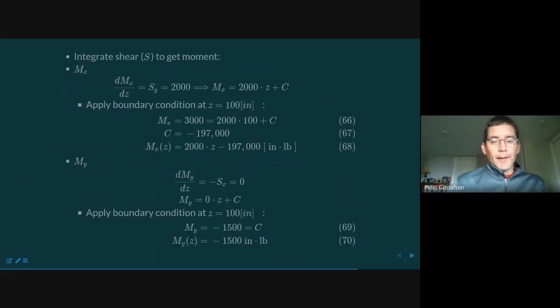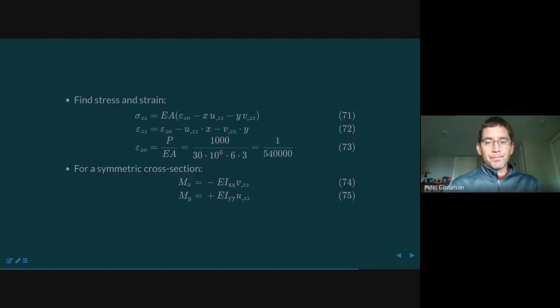Okay, so bottom line, we're doing pretty well here. We've been able to express the moment as a function of position in the beam, the axial load as a function of position in the beam, the shear load as a function of position in the beam. All of those are resultant values that we've been able to compute from what was given.